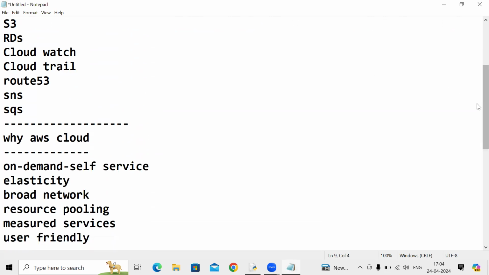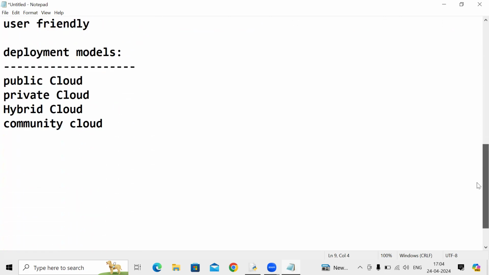A small introduction related to AWS. In tomorrow's session, I will explain some more introduction to AWS. Then we will start services, one module at a time.